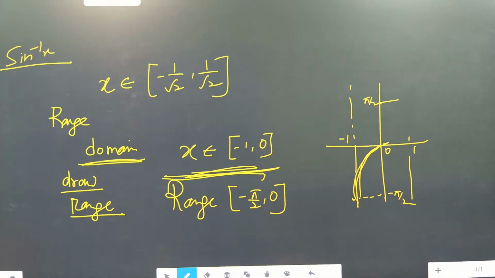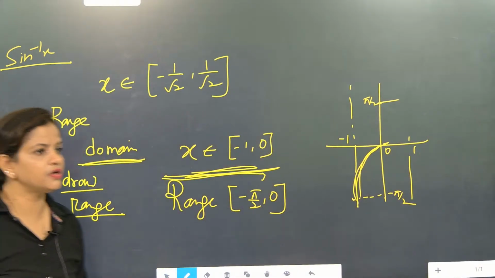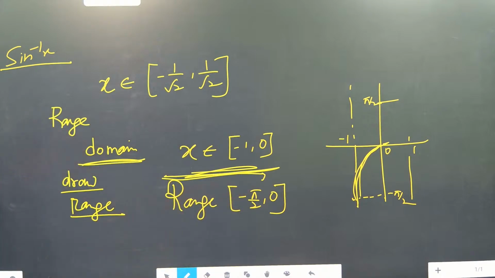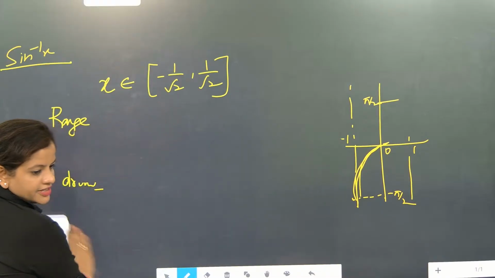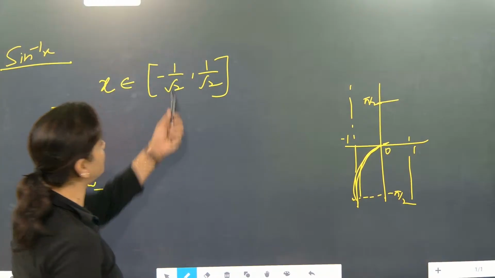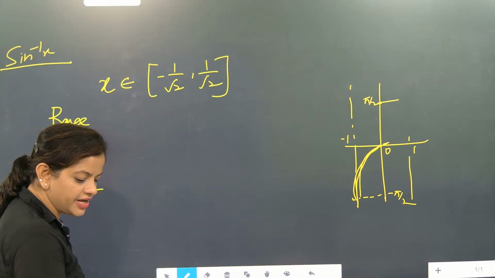These three videos are more than enough for getting full marks in inverse trigonometry. Trust me. The material we have already sent. Now, please say. This is the domain for sine inverse x. What is the range? Let's see online who can say the answer. If the domain is minus 1 by root 2 to 1 by root 2, then what is the range?